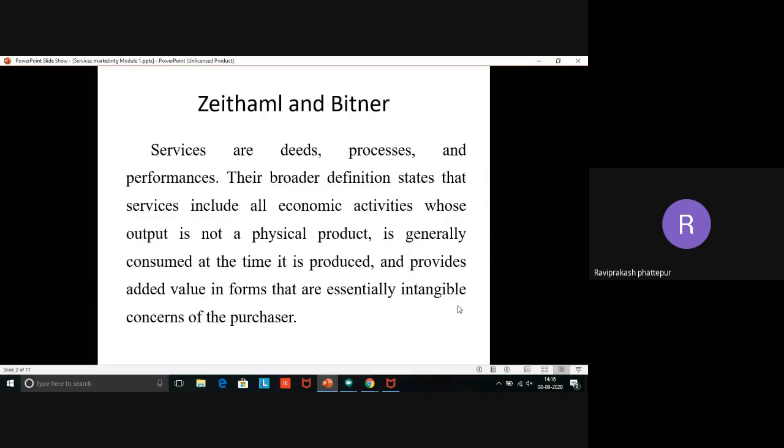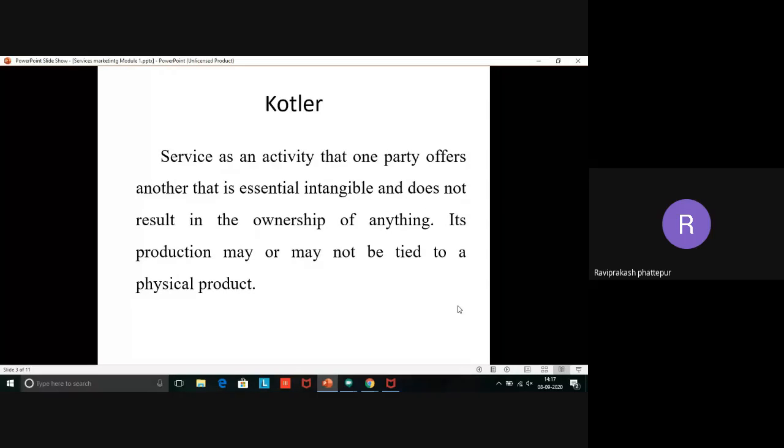Okay, what are the 3 points? First one is, it is not a physical product, it is generally consumed at the time it is produced, and it is essentially intangible. This particular definition is given by Zeithaml and Bitner. Okay, these are the two authors. I think this is one of the textbooks which you have. Next one is the definition by Kotler. Service is an activity that one party offers another that is essentially intangible and does not result in the ownership of anything. Its production may or may not be tied to a physical product.